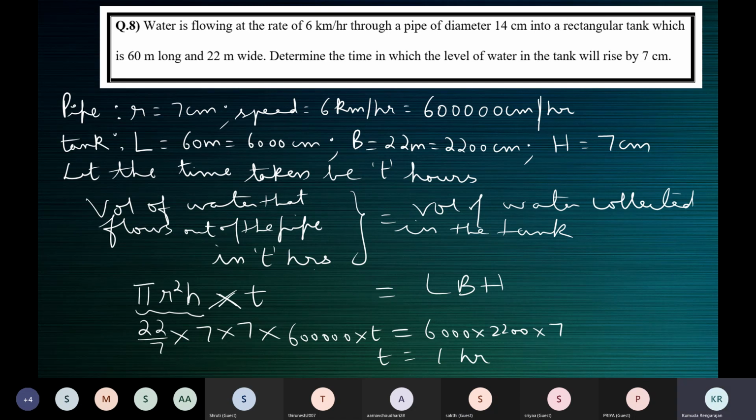All right, children, please complete this. Very important is to have all the values in the same unit.